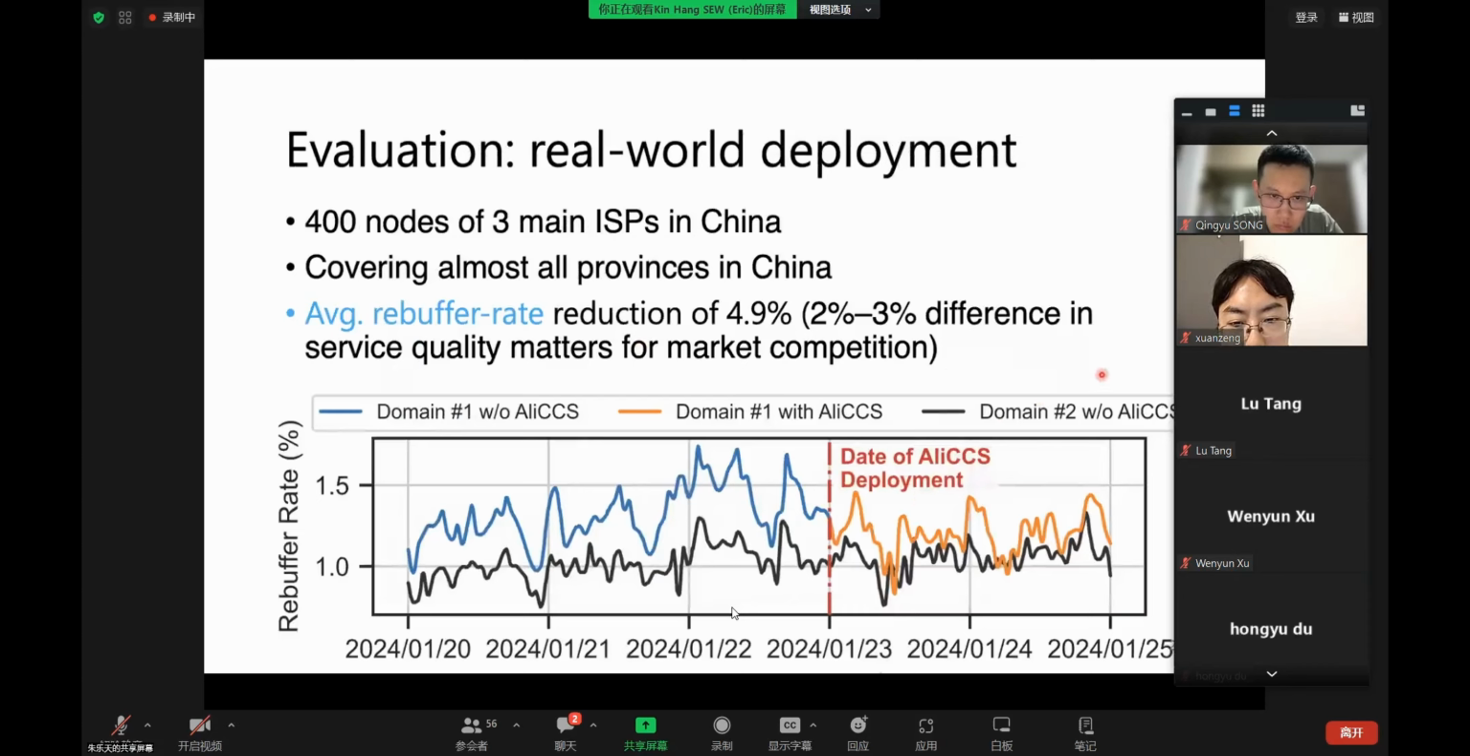And there are some evaluation results based on real-world deployments. This deployment consists of 400 nodes of 3 main ISPs in China, covering almost all provinces in China. The first result is the rebuffer rate. This figure shows the rebuffer rate before and after the deployment of RCCS. From the figure, there is an average rebuffer rate reduction of 4.9%. And for your information, a 2 to 3% difference in service quality already matters for market competition. So 4.9% is actually a good number.